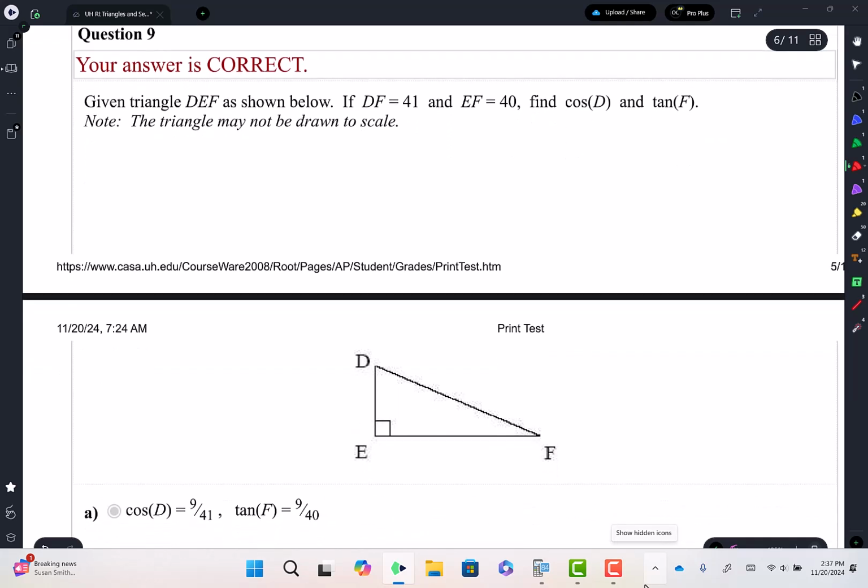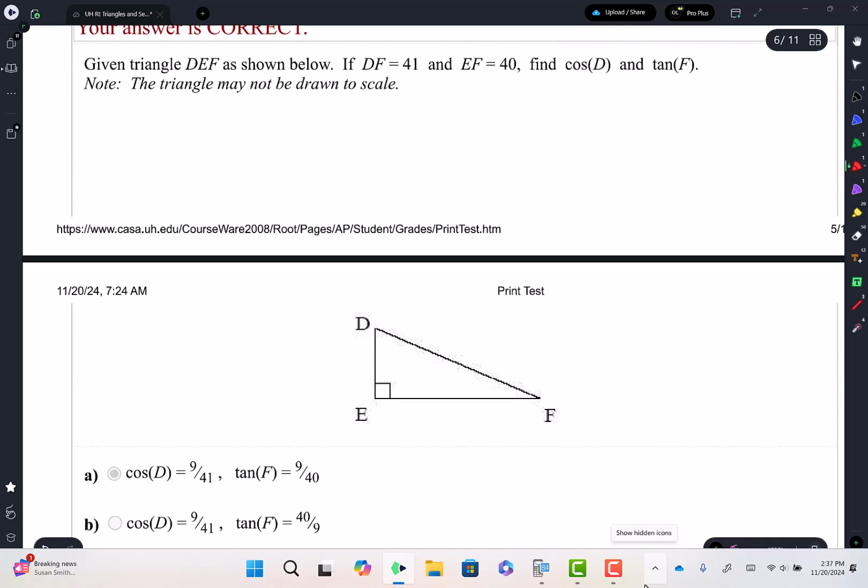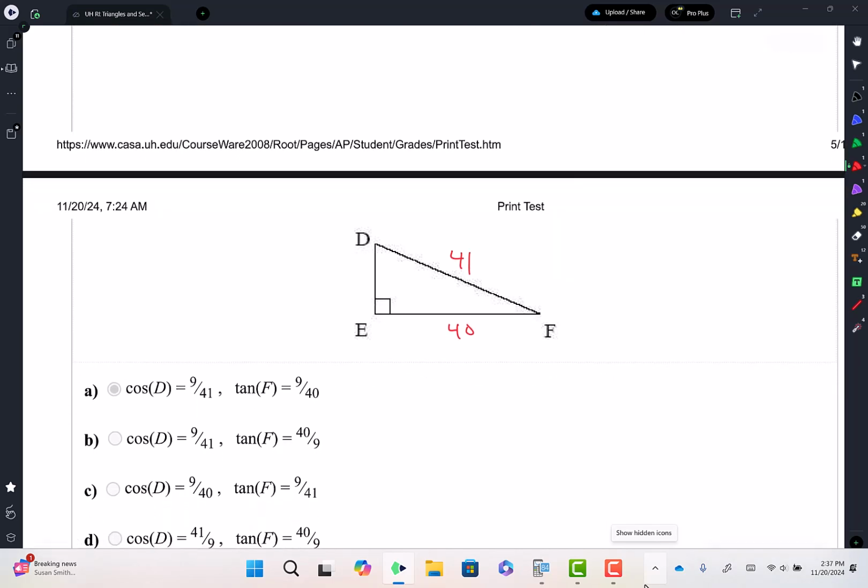All right, so on this one, they draw a triangle, not to scale. They tell you that, and they tell you segment lengths. They tell you that DF is 41, so I'm going to put 41, and EF is 40. What I'm going to do is find DE. I'm going to use the letter X. So here we go: X squared plus 40 squared equals 41 squared. I'm going to move the 40 squared to the right. X squared equals 41 squared minus 40 squared.